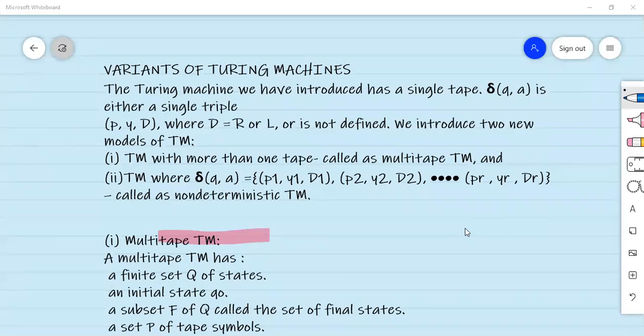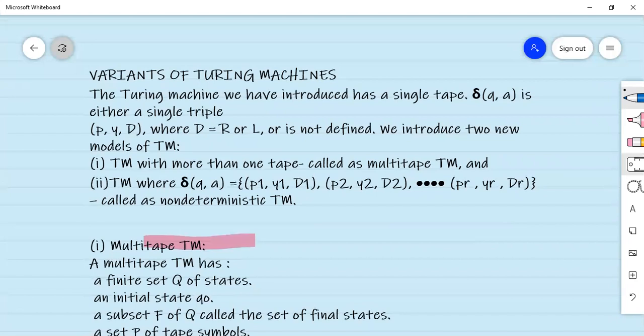Good morning. So far, we have seen how to design a Turing machine and the techniques for construction of Turing machine. Today, we'll see variants of Turing machines. So far, we have seen a single tape Turing machine.